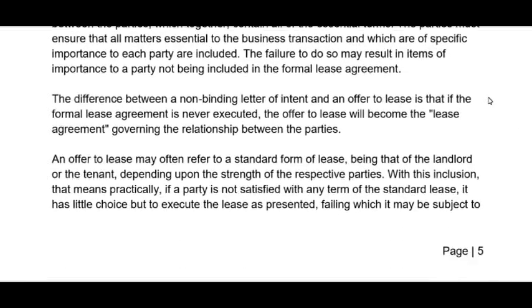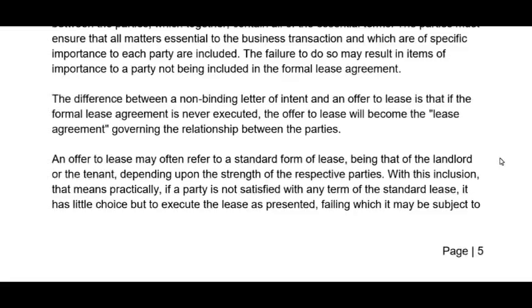The difference between a non-binding letter of intent and an offer to lease is that if the formal lease agreement is never executed, the offer to lease will become the lease agreement governing the relationship between the parties. An offer to lease may often refer to a standard form of lease, being that of the landlord or the tenant, depending upon the strength of the respective parties.